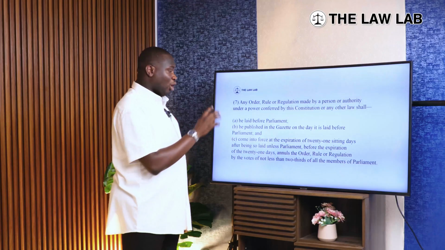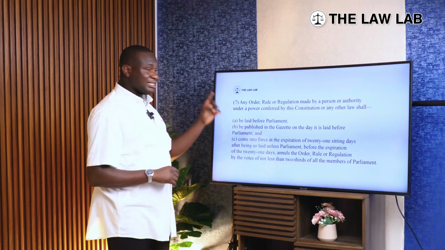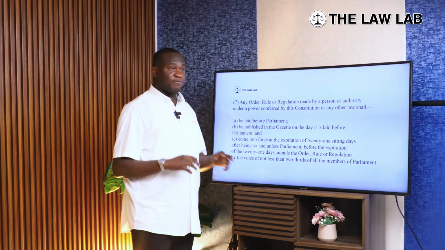If Parliament does not want it to become a law, all they need is a vote of not less than 2/3 of all members of Parliament. So now Parliament is about 276. You can do the calculation, and I believe the NDC or the people on the majority caucus have the numbers to annul any legislative instrument or constitutional instrument. This basically, we've actually looked at the sources of law, running through the 5 sources of law, i.e. the Constitution, Act of Parliament, subsidiary legislation, the existing law, and the common law of Ghana.